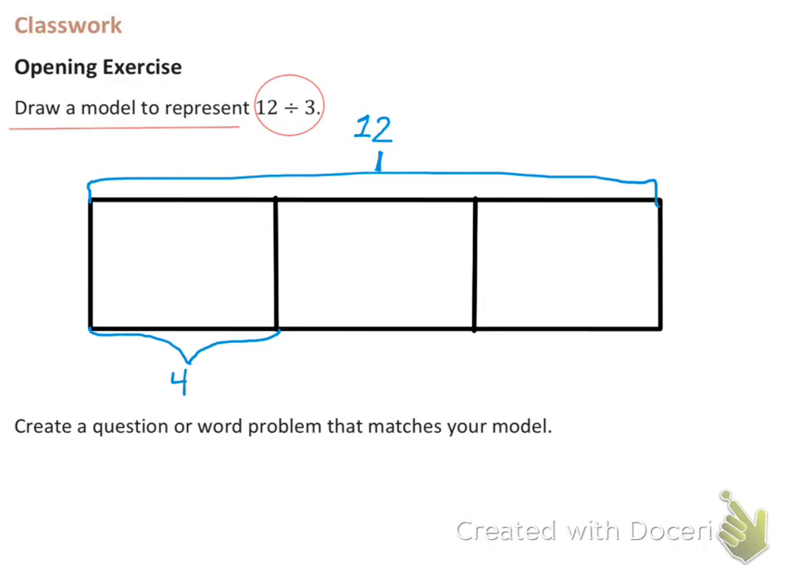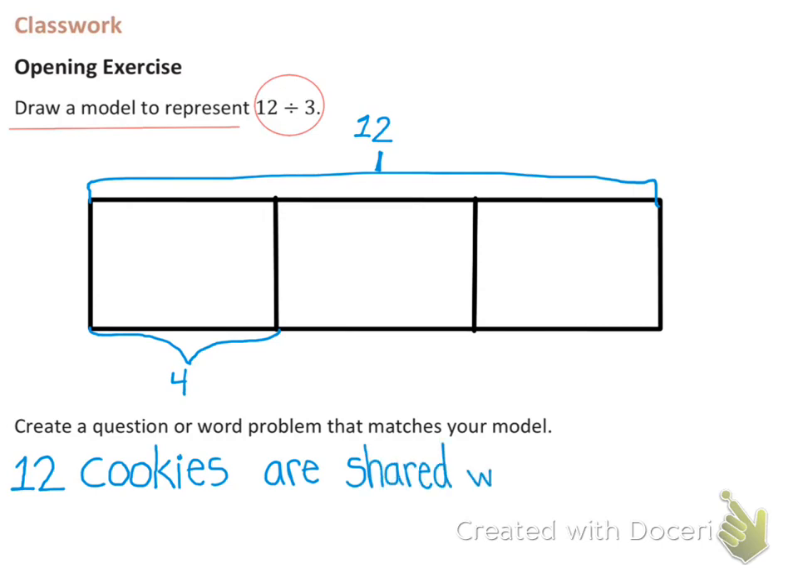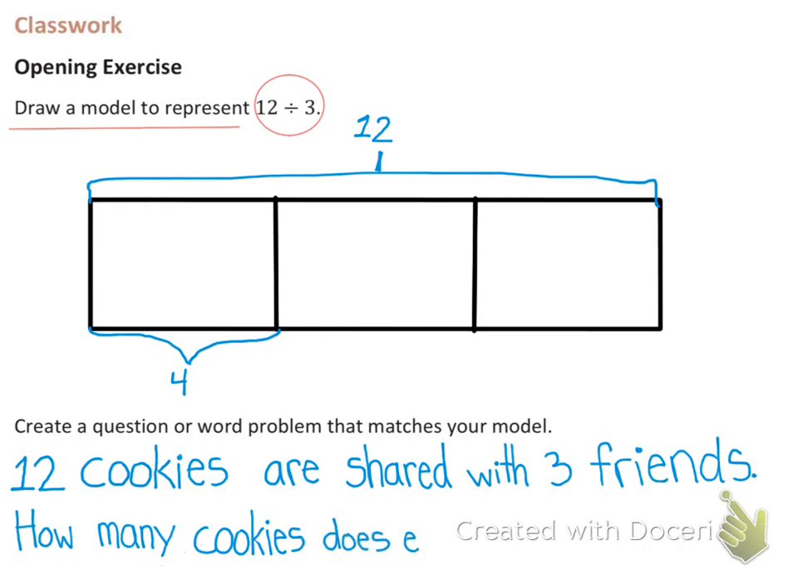Now it says create a question or word problem that matches your model. So we don't have to solve it, we're just creating a word problem to go with it. So I know that my whole number is 12. So I'm going to talk about cookies. 12 cookies are shared with 3 friends. How many cookies does each friend get? Right, so again, it could be anything. 12 cards are shared with 3 friends and so on, as long as you're showing 12 divided by 3.